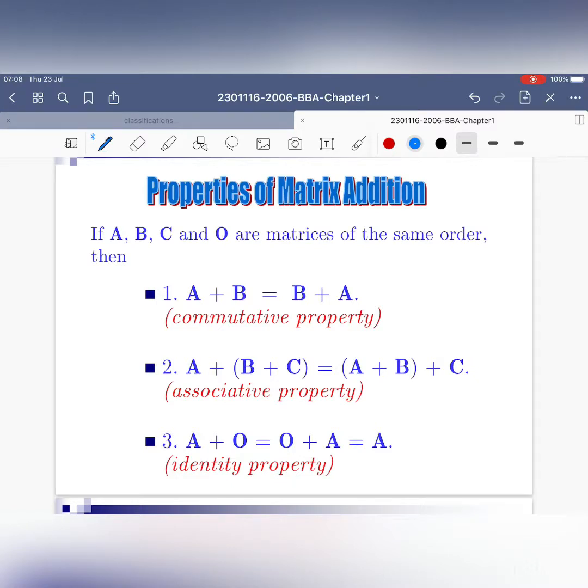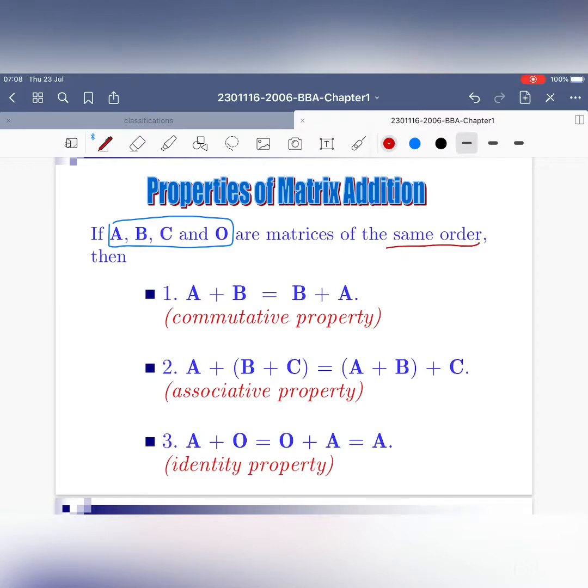For example, because if they have the same order, they must be the same order first, so that they can do the addition. After you have the same order, by adding it means that you just add numbers at the same position, right?